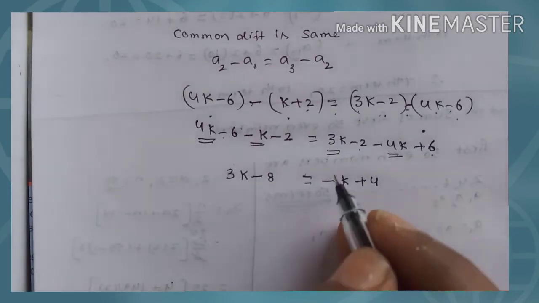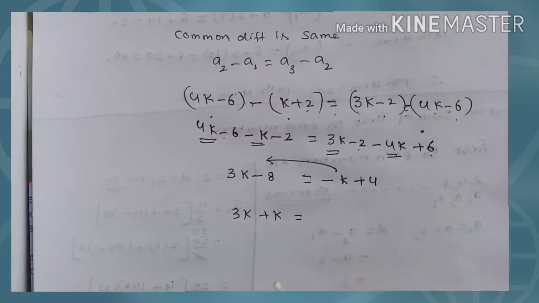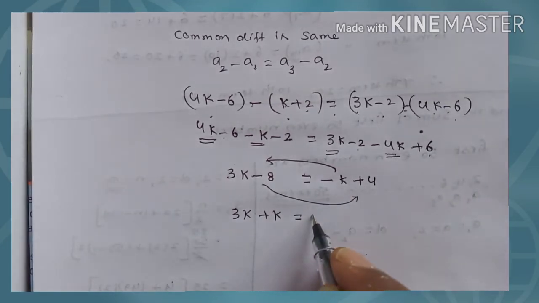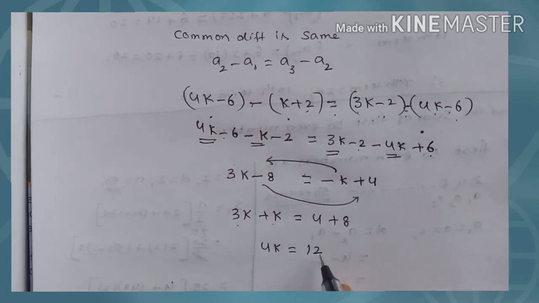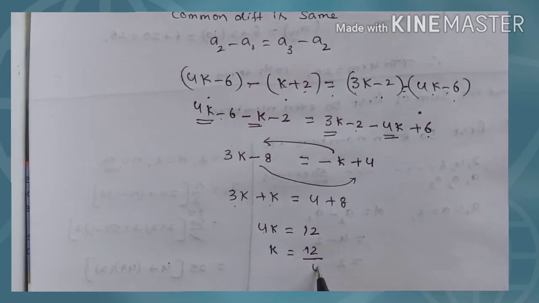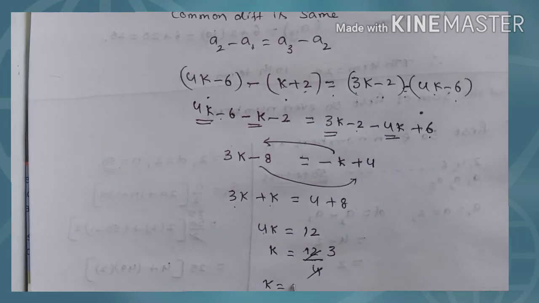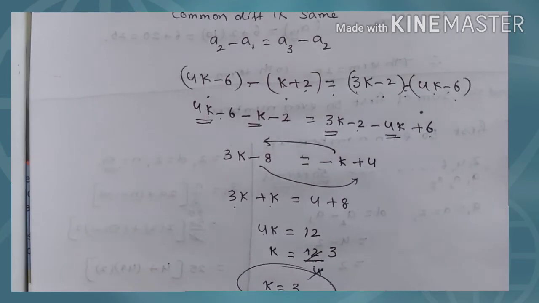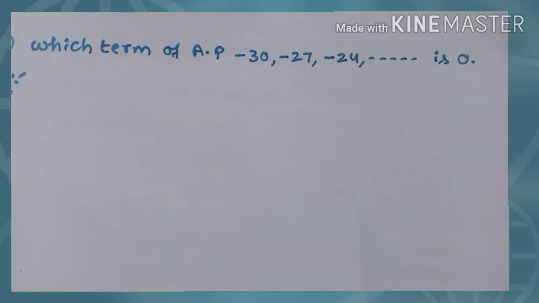Transpose minus k to this side: 3k plus k, and transpose minus 8 as plus 8 plus 4. 3k plus k is equal to 4k, 8 plus 4 is equal to 12. Then the value of k is equal to 12 by 4. 4 threes are 12. Value of k is equal to 3.